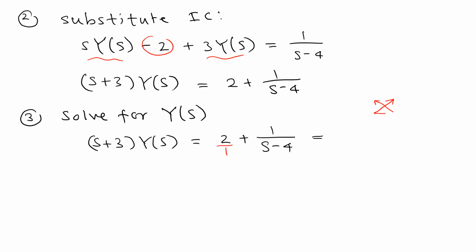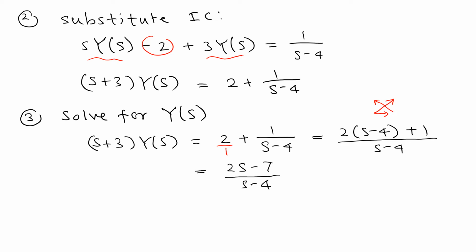So let's do that. That means we're going to get here 2 times (s minus 4) plus 1, and then divided by s minus 4. So if you simplify, what you get is 2s minus 7 over s minus 4.